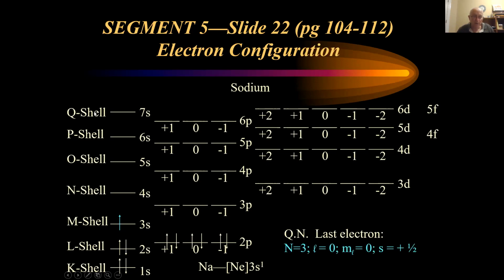The only thing that's happening is the core is getting bigger as I go down the column on the periodic table. Sodium is bigger than lithium. Potassium is going to be bigger than sodium, and rubidium bigger than potassium, and so forth. They get bigger going down, but they all look alike. They have one electron on the outside.